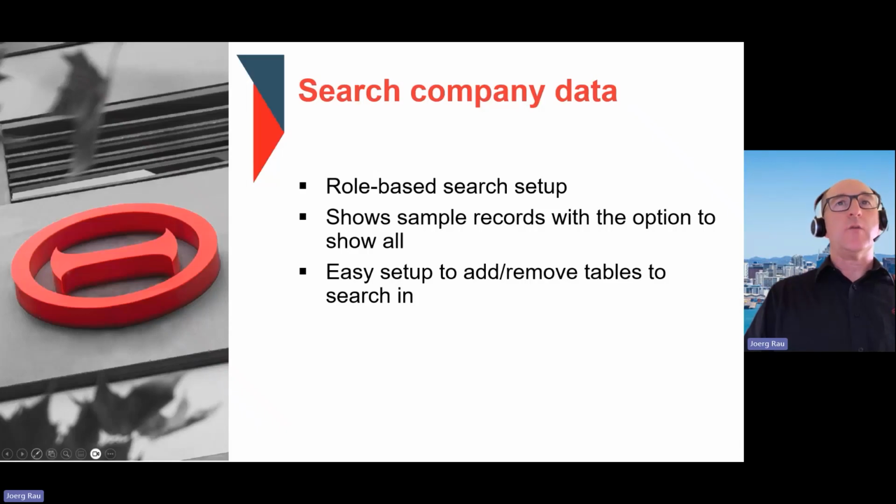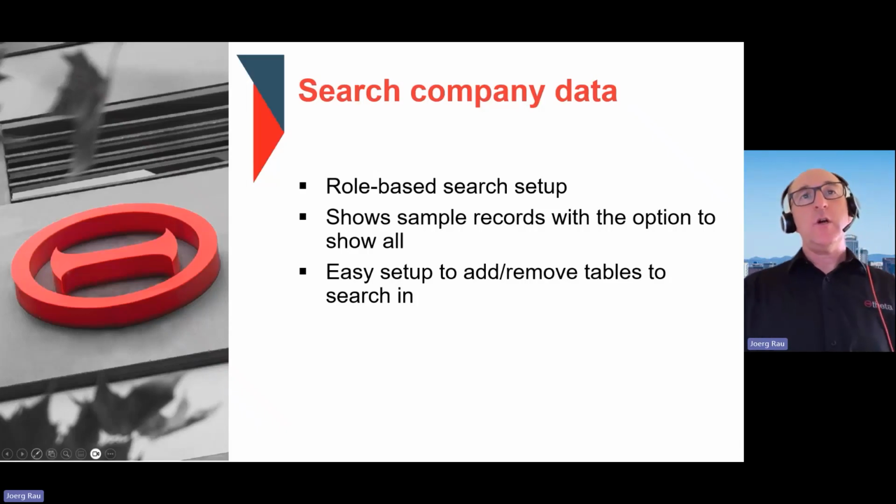So this is again role-based, so you want to make sure that you do this only for the tables a person should read. Of course, you need to get the right balance of how many tables you include in the search, because the more you do, the longer it will take to search as well. So therefore, make a good selection about what is useful. It shows you sample records of each of the types first, where you have an option to say show all if you want to drill into more. And yeah, it's easy to add and remove tables into your search yourself.